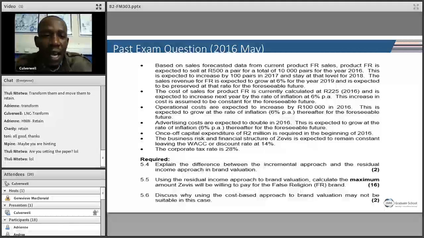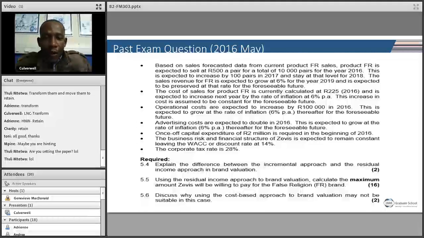What that means is your sales volume of jeans that you're anticipating to sell in 2017 are going to increase by 100. So in 2016 we would have sold 10,000. So if we're going to sell an additional 100, it goes without saying in 2017 the volume is going to be 10,100. It is going to be exactly the same for 2018.